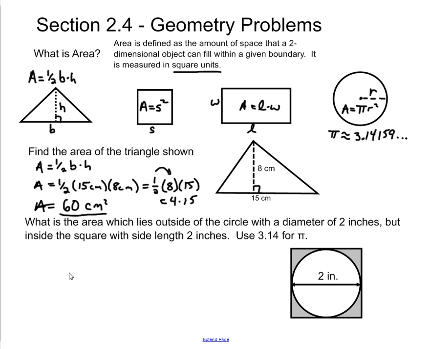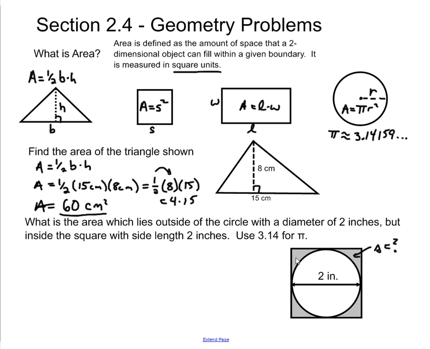Like, for example, this last question asks, what is the area which lies outside of the circle with a diameter of 2 inches, but inside the square whose length is 2 inches? So in other words, we're looking for this shaded area. What is it? An area of that shaded area. Well, we know areas of squares. We also happen to know areas of circles. What can we say about this?